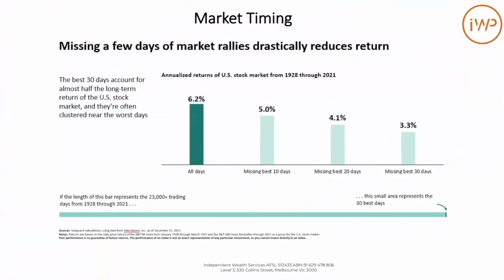So this is an example of being completely invested in the US equity market from 1928 to 2021 and your return is 6.2% invested the whole time. You miss the best 10 days, you're back to 5, you miss the best 20, you're back to 4, and you miss the best 30 days, you're back to 3. So, long term, it's quite remarkable, those stats, when you think about it in reality. It's a very interesting set of numbers.